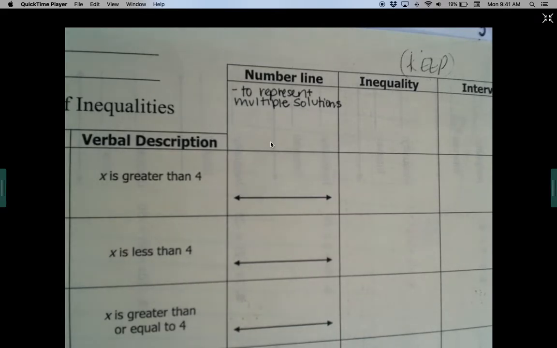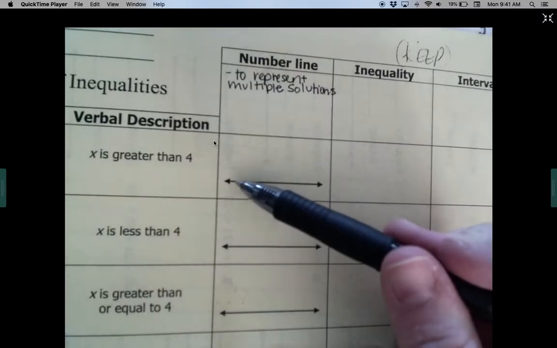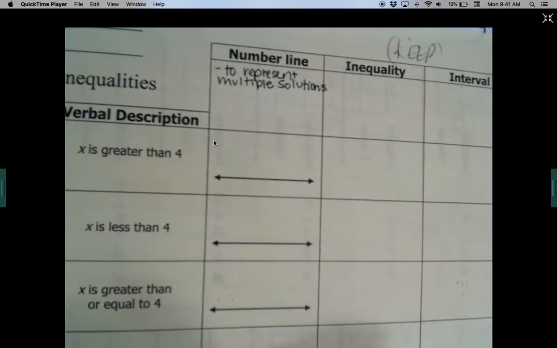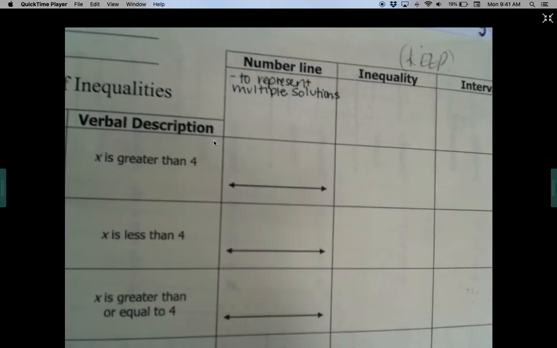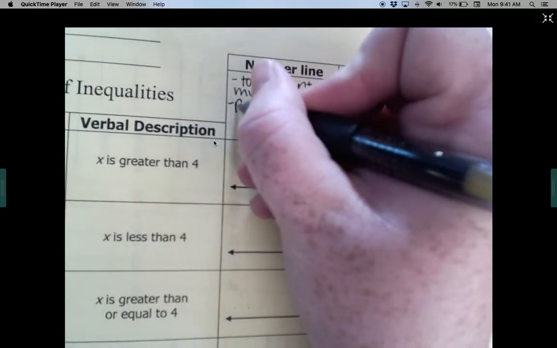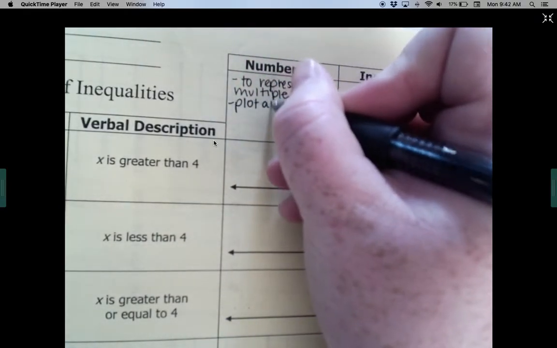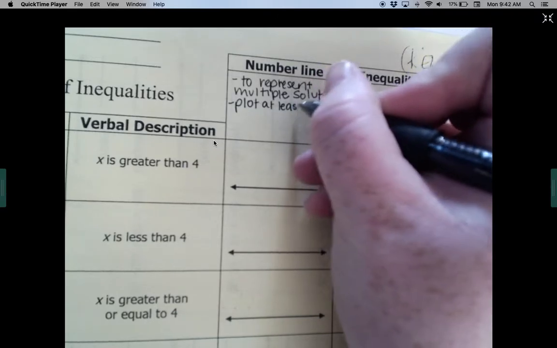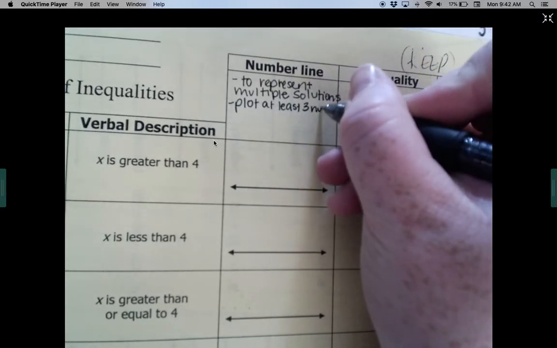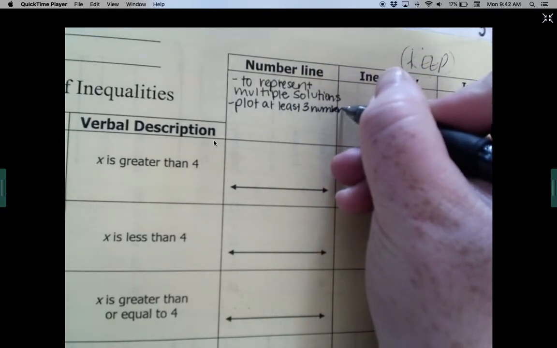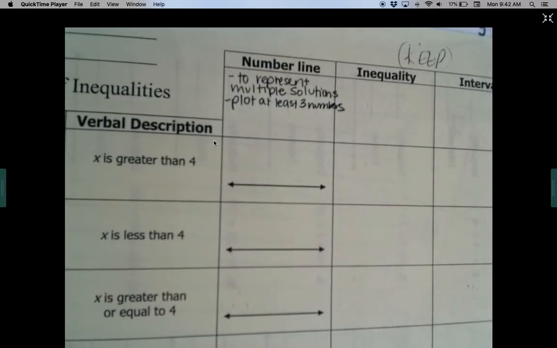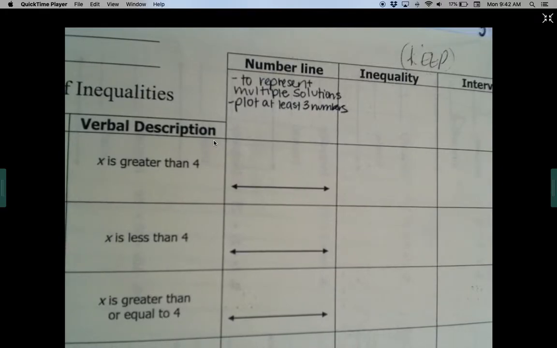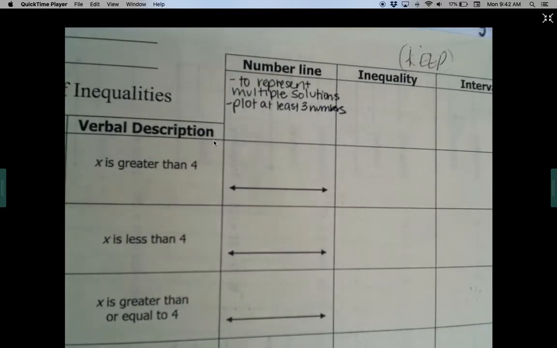Because the number line can represent an infinite amount of numbers, because the arrows are continuing on forever and ever and ever. Those arrows, that's what the arrow means. You should, on your number line, plot at least 3 numbers, because then it's easy to see a number that's on target, a number that's below, and a number that's above.